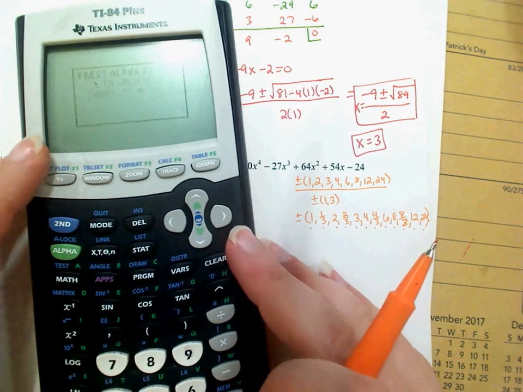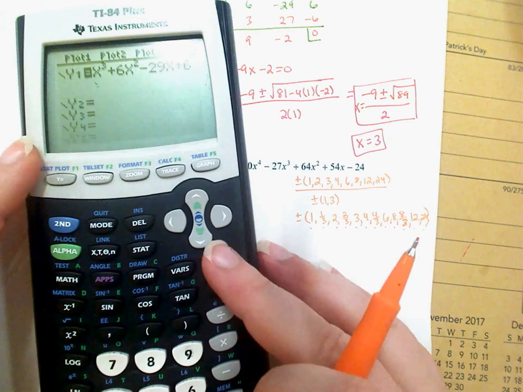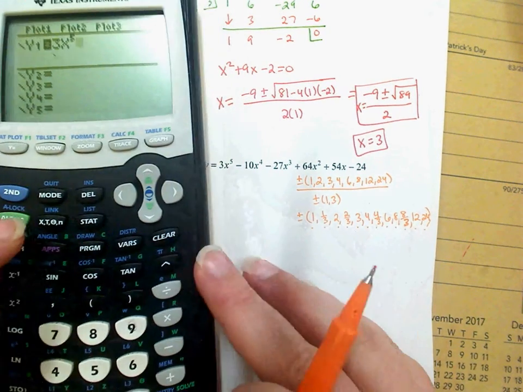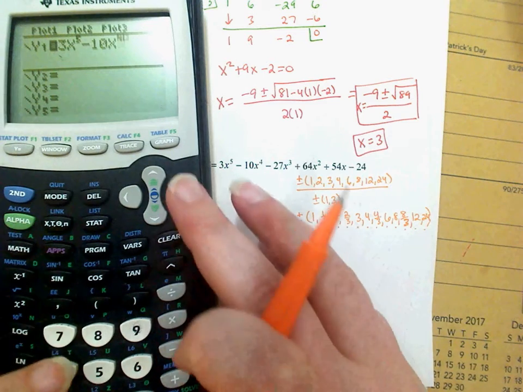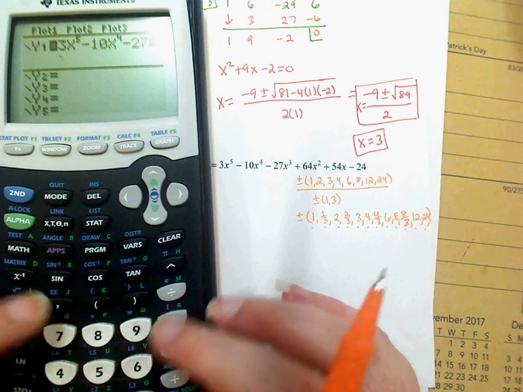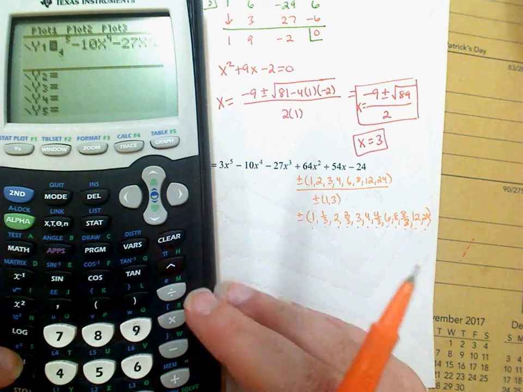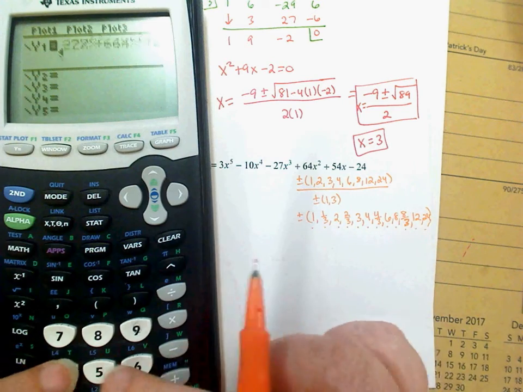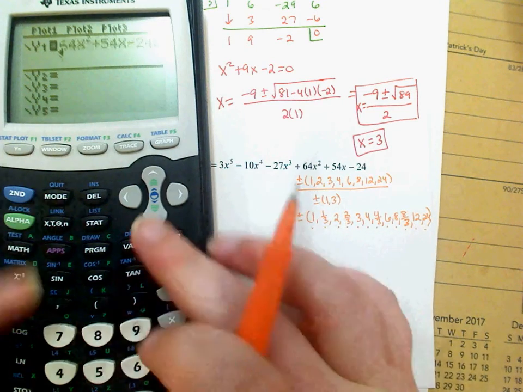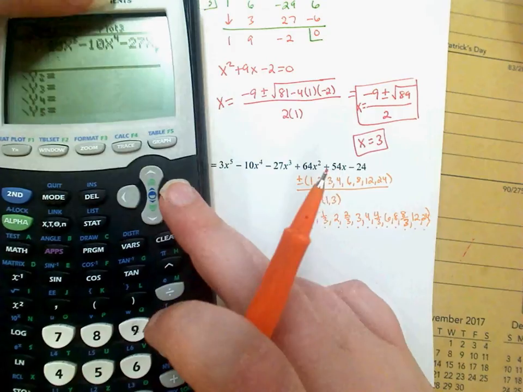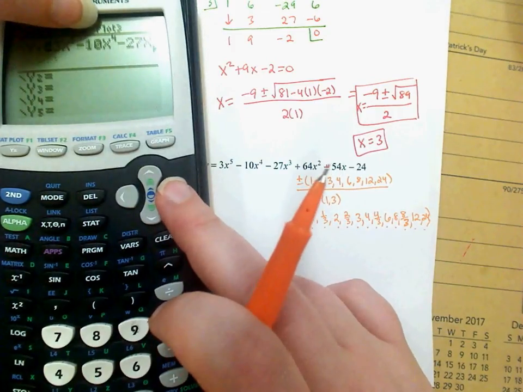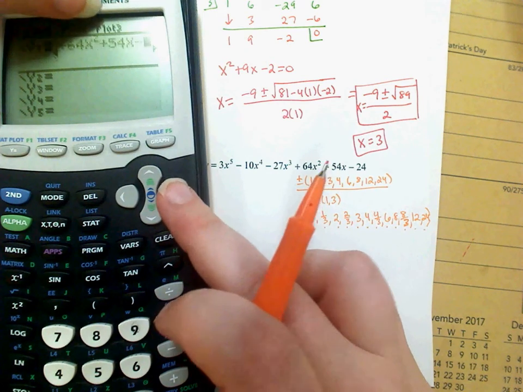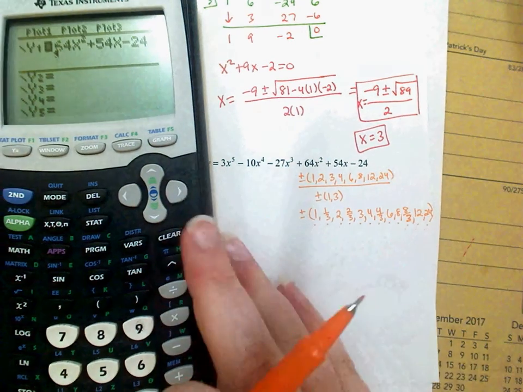So 3x raised to the 5th minus 10x raised to the 4th minus 27x raised to the 3rd plus 64x squared plus 54x, and then minus 24. I'm going to go back and check just to make sure. 3x to the 5th minus 10x to the 4th minus 27x cubed plus 64x squared plus 54x minus 24. Okay. So I'm going to go to the graph. Zoom 6 is what my window already is, so I need to zoom in.